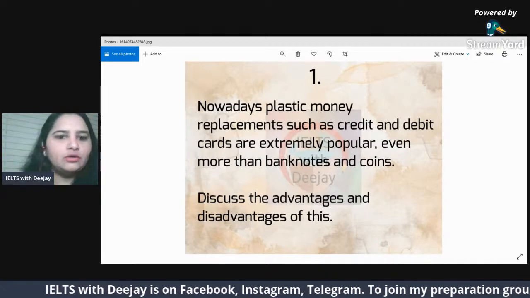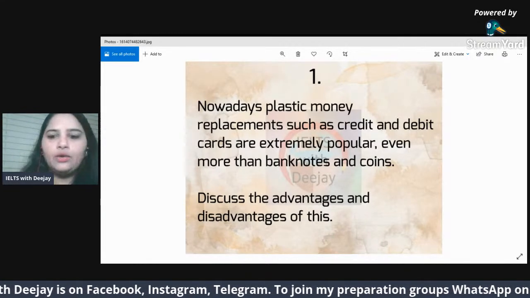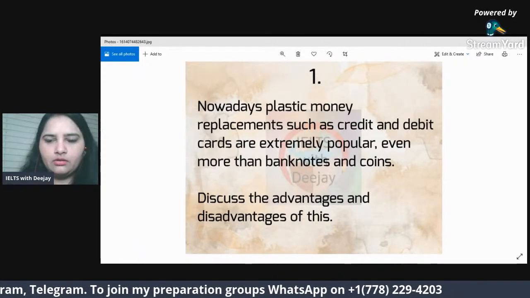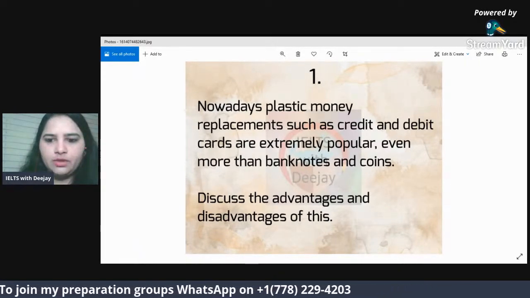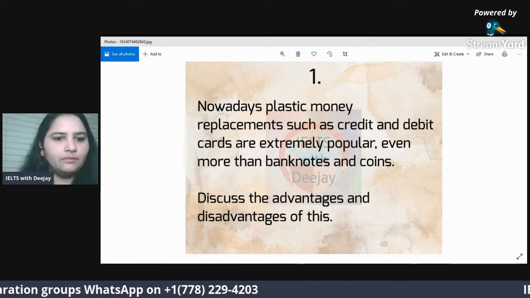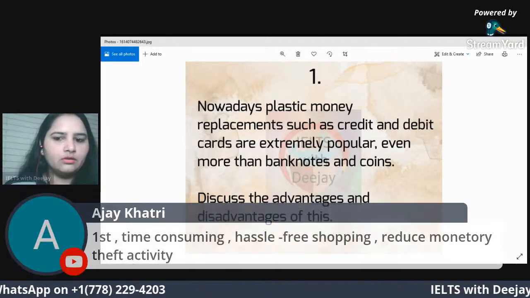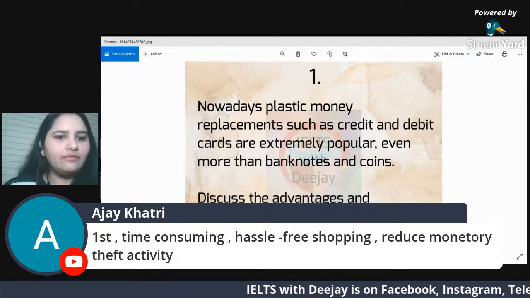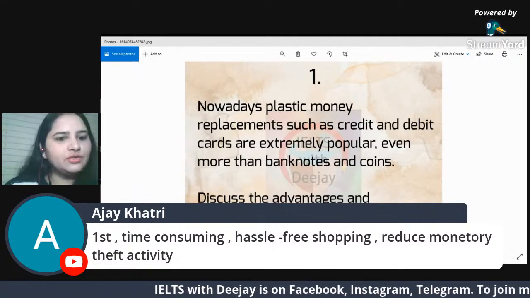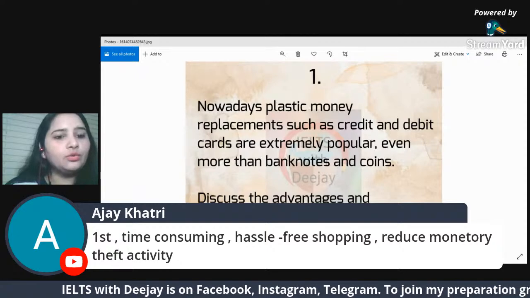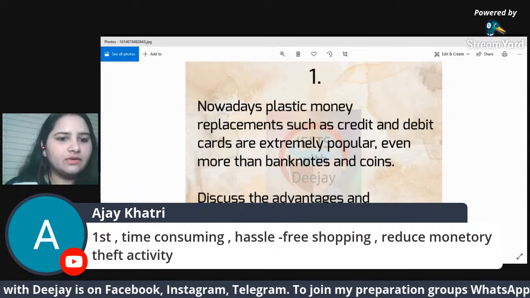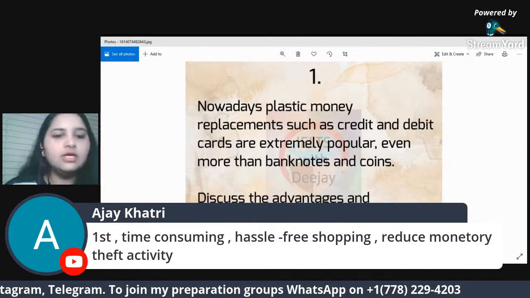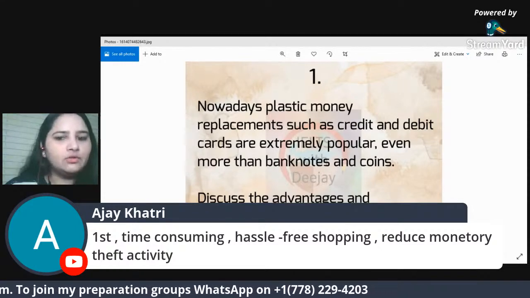Contemporary means the modern world, like nowadays. Time consuming, hassle free shopping, reduce monetary theft activity. You want to say we use plastic money and that is time consuming. This is what you want to say, or you want to say it's a time saving activity because we save time with our plastic money when we are carrying it. It saves our time. It's not time consuming.